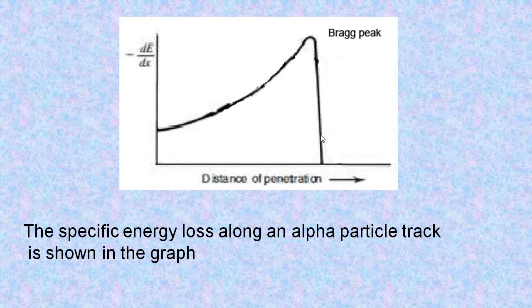And from this curve, what can you understand? Here, the specific energy loss is minimum and it is increasing as the distance of penetration increases. At a particular point, it is maximum, and that maximum point you are calling as the Bragg peak. And after that Bragg peak, there is a sharp decrease, that means no energy loss.